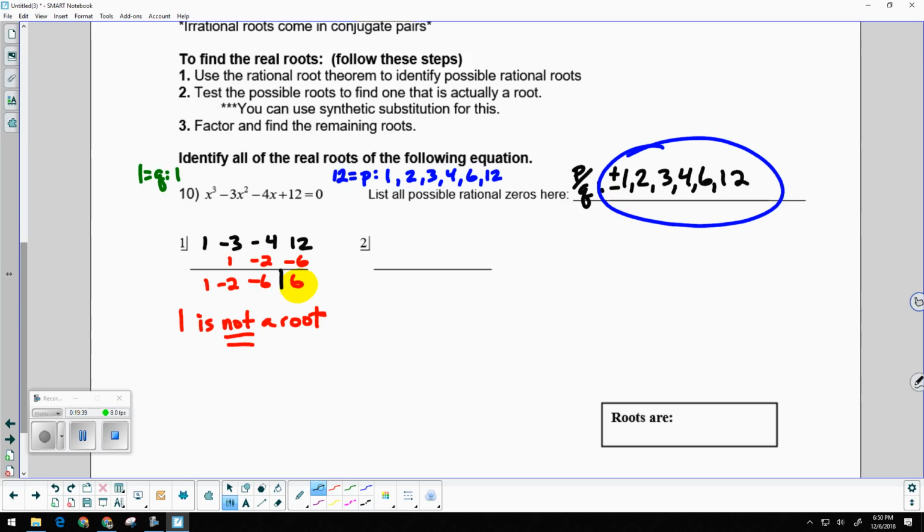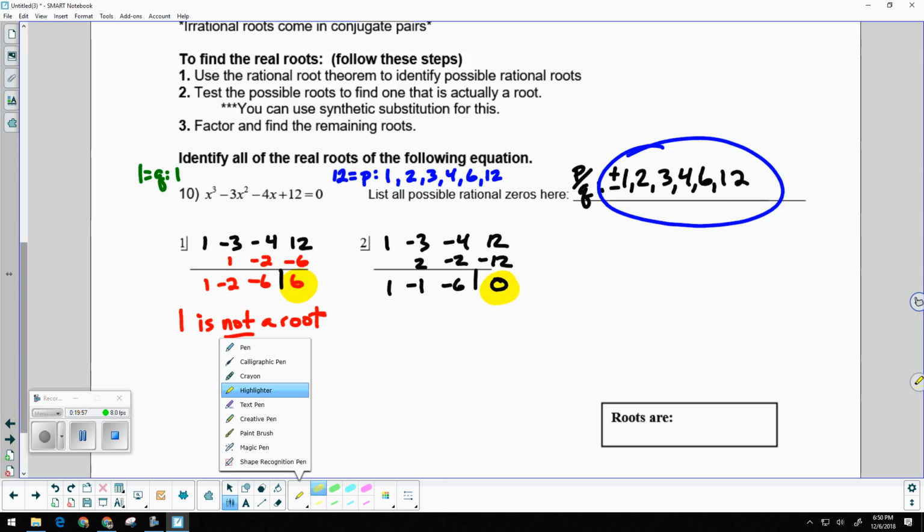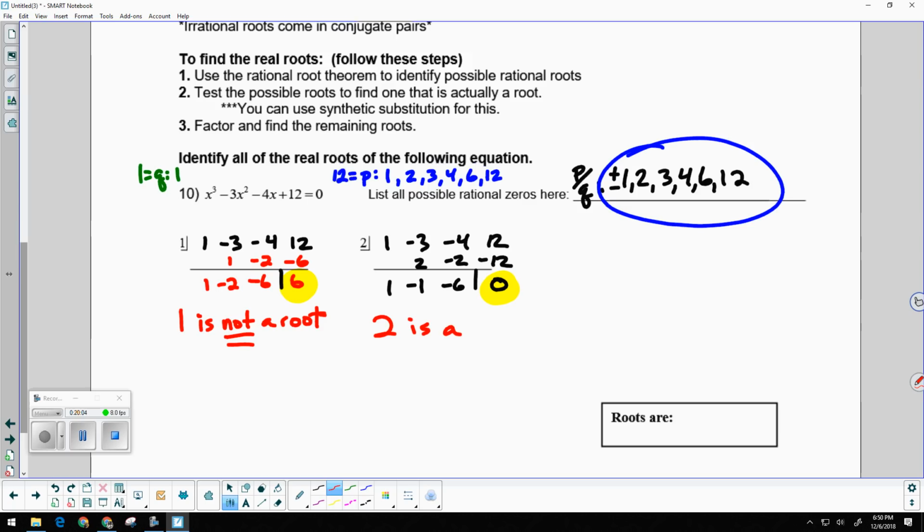Here they want us to choose 2. So 1, negative 3, negative 4, and 12. Bring the 1 down. There it is, 0. So this 0 right here tells us that 2 is a root. That's what that tells us. 2 is a root.